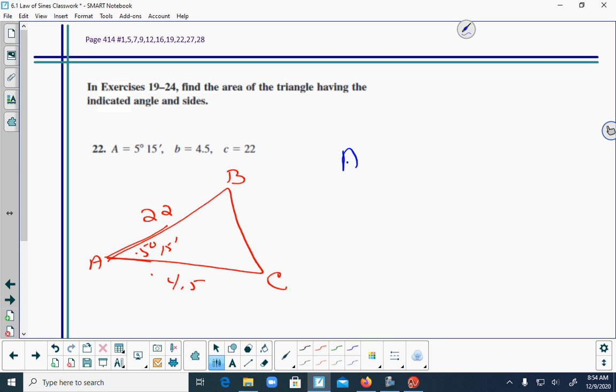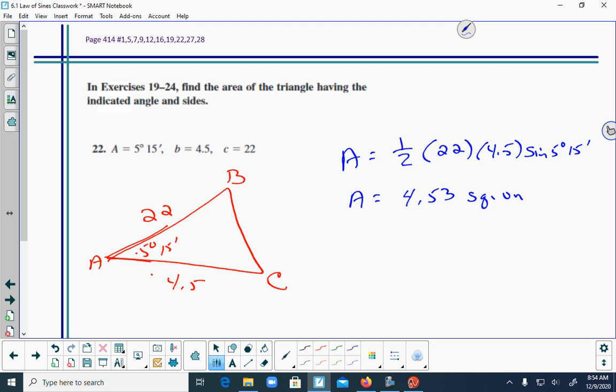So to find the area, I'm going to take 1/2 the two sides, so 22 times 4.5, and then multiply that all by the sine of my angle, which is the sine of 5 degrees, 15 minutes. When I put that in my calculator, I get the area to be 4.53, and this is going to be square units because area is squared. If it was meters, it would be meters squared. If it was feet, it would be feet squared. Just make sure that you have this side angle side combination. That's what tells you you can use that formula.